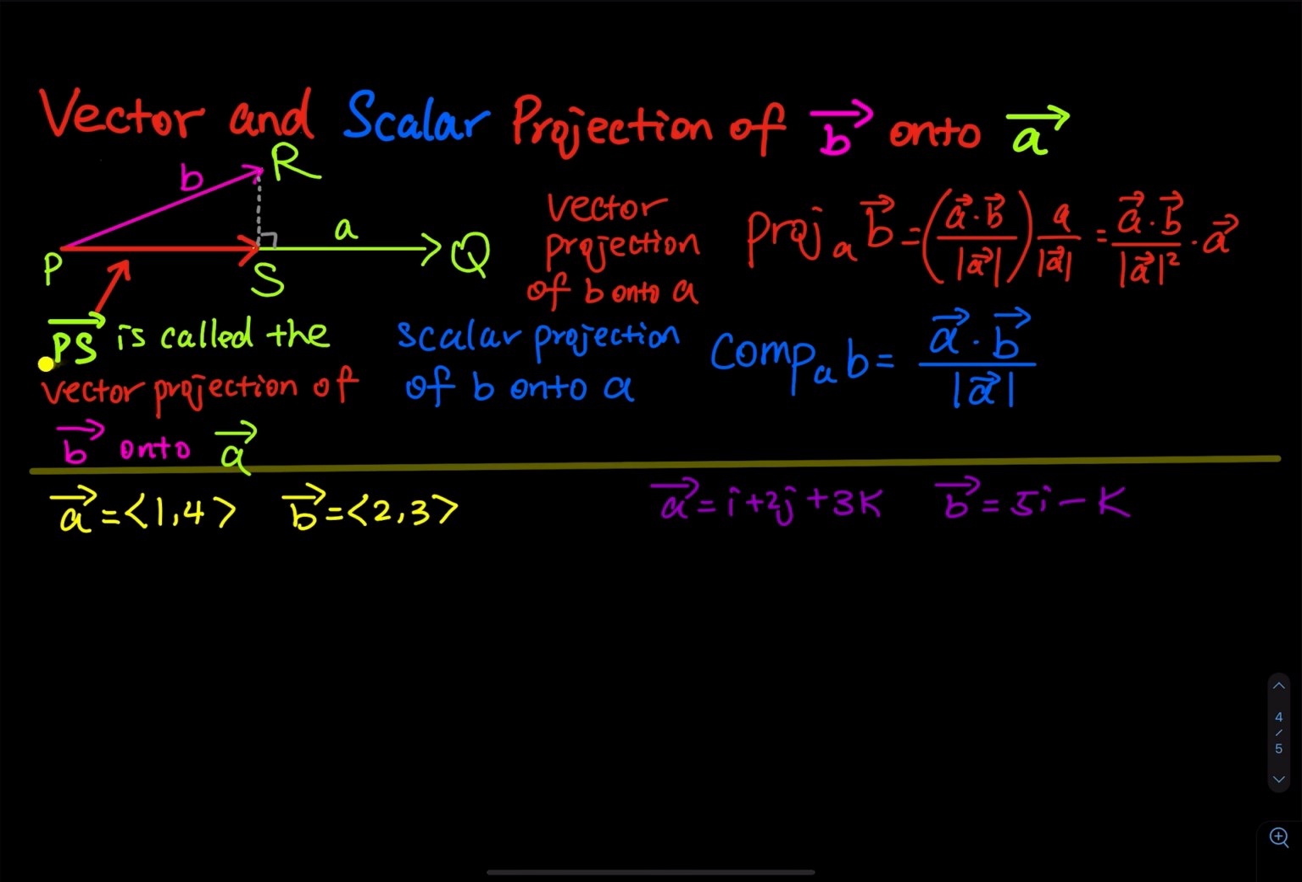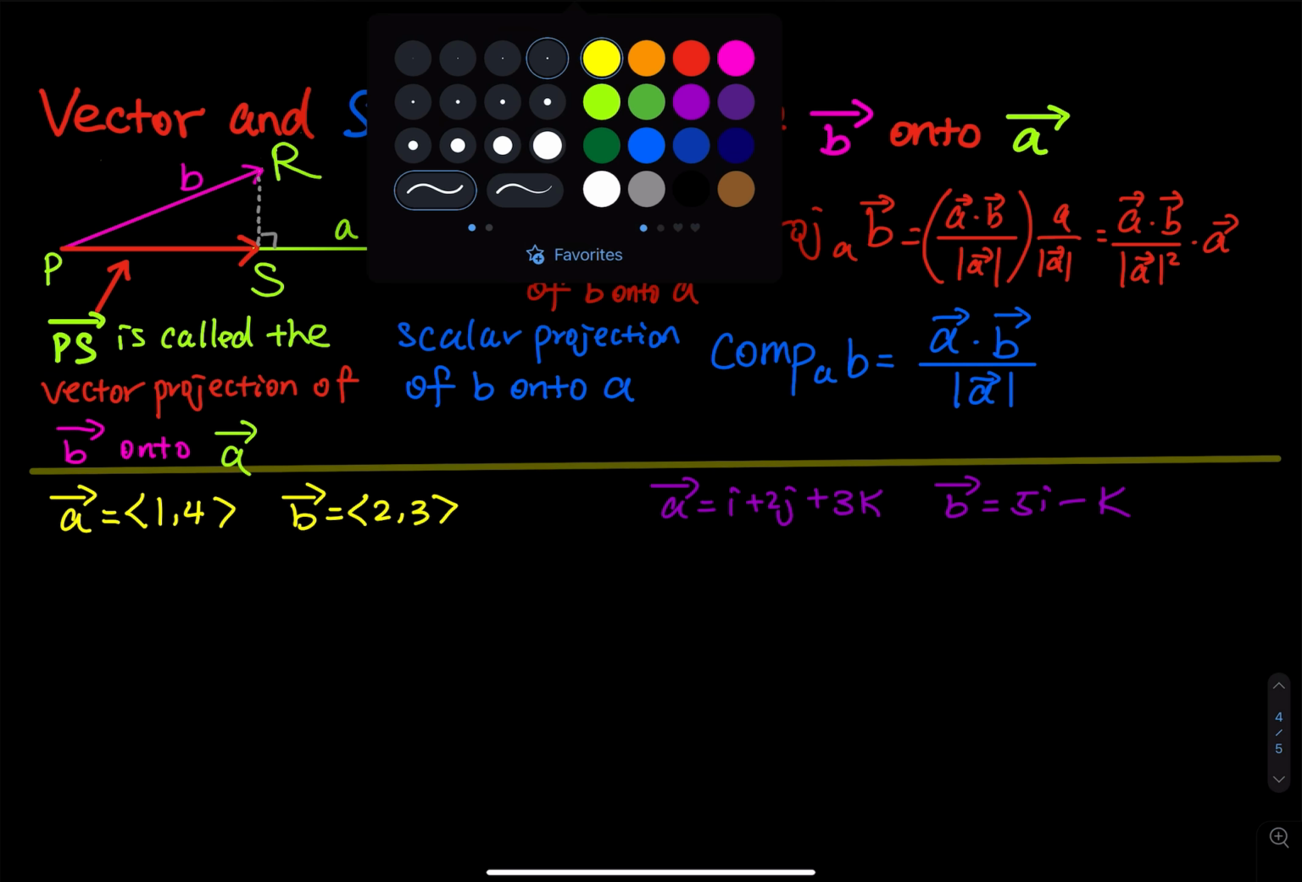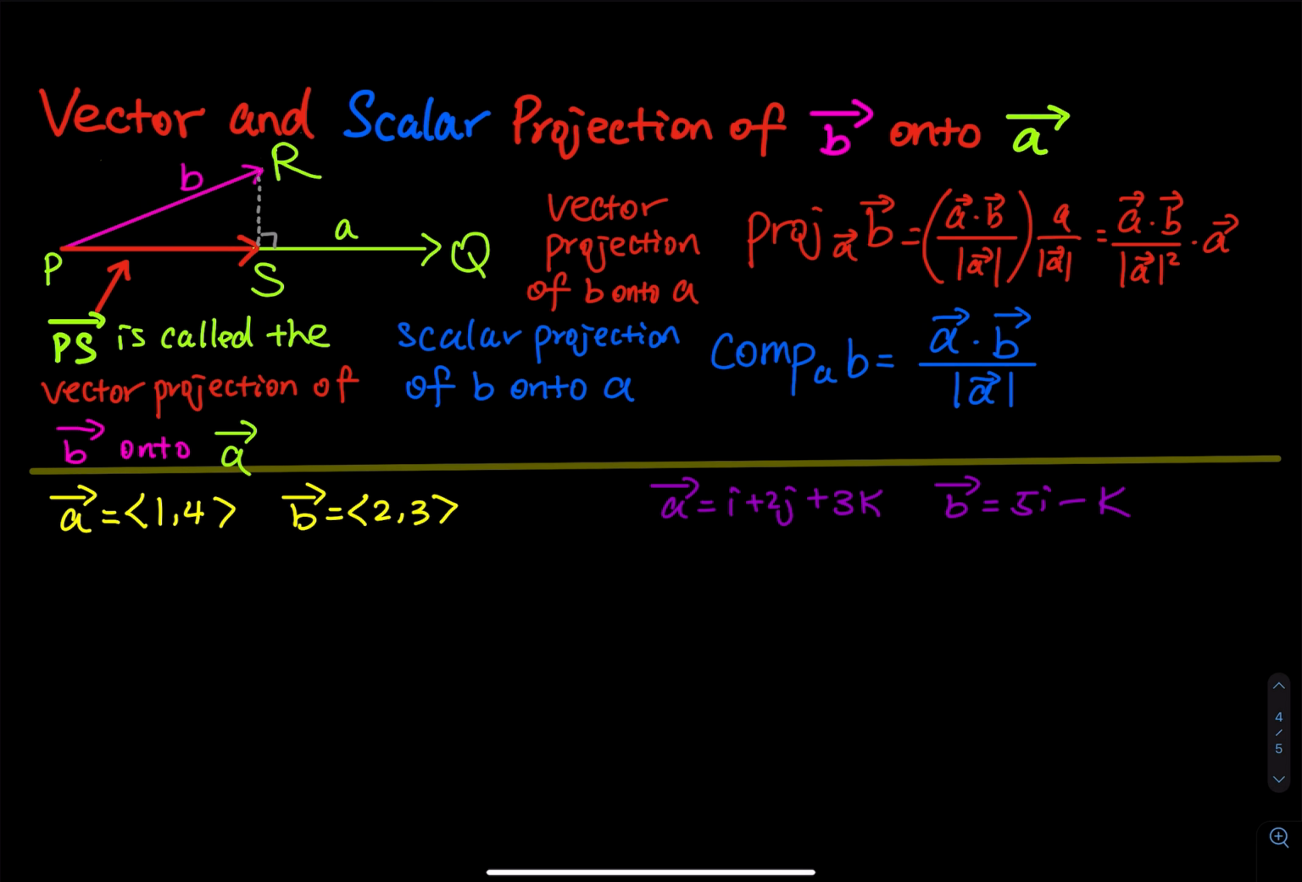A. So that is written right here. PS is called the vector projection of B onto A, and this is denoted by proj, where proj represents projection, then vector B onto vector A. I should add a vector symbol right over here, and then the formula is the dot product of vector A and B divided by the magnitude of A, and then multiply vector A, and then divided by the magnitude of vector A.